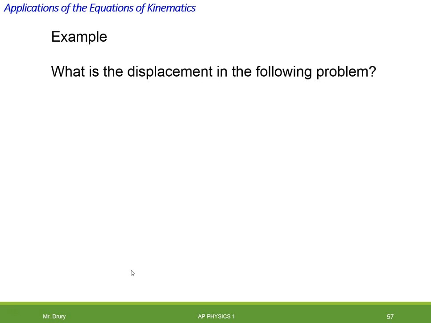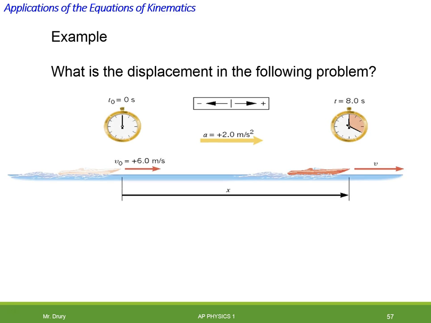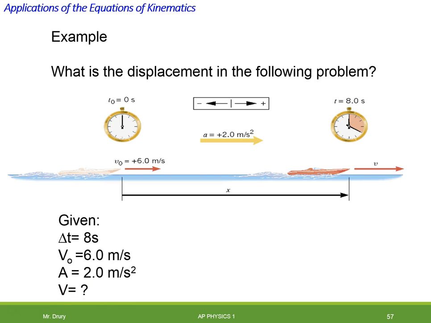All right, so here's one of the examples that we'll be going over, and we'll be doing many more in class. This is just to give you an idea. What is the displacement in the following problem? In this case, you were given the initial velocity. You don't know the final velocity. You know the acceleration, and you know the starting and ending times. So this is the information that was given to you. And what you want is the final position.